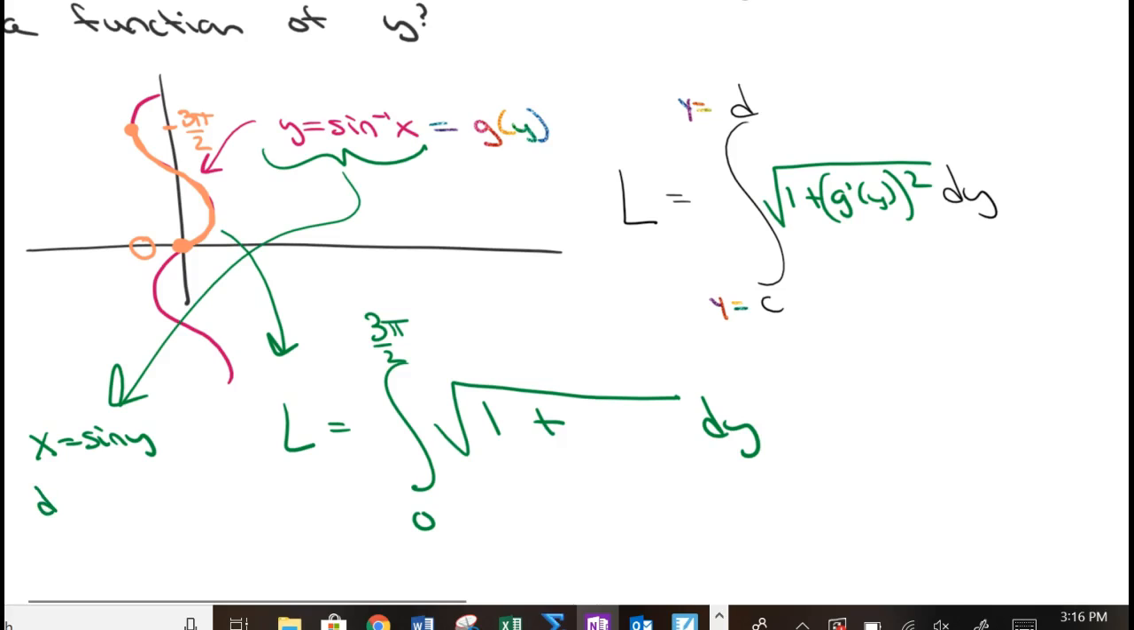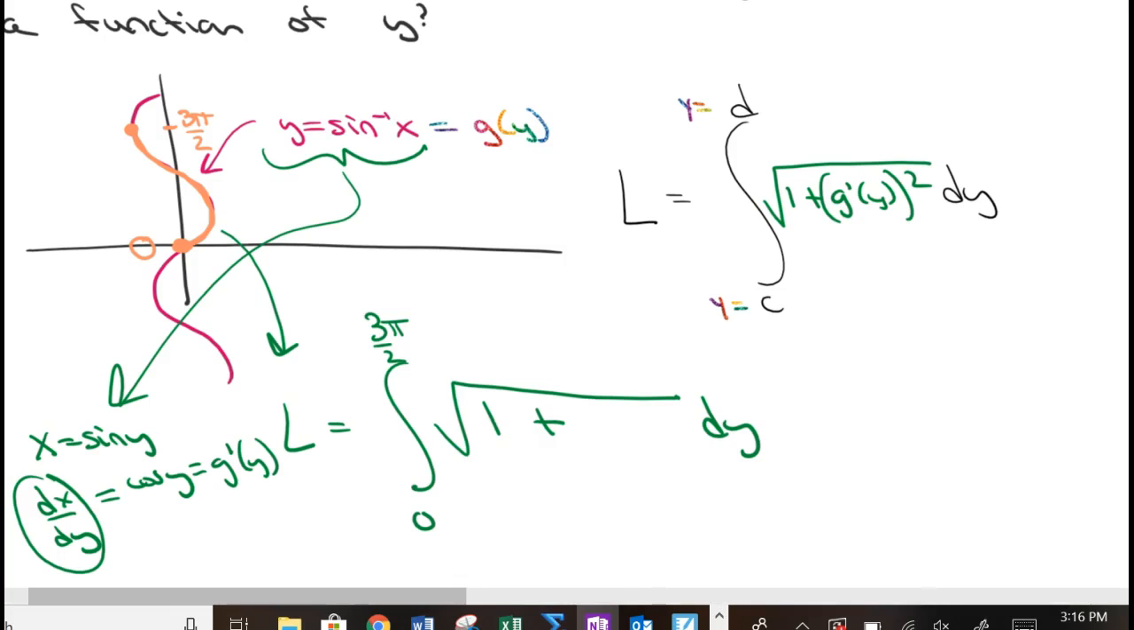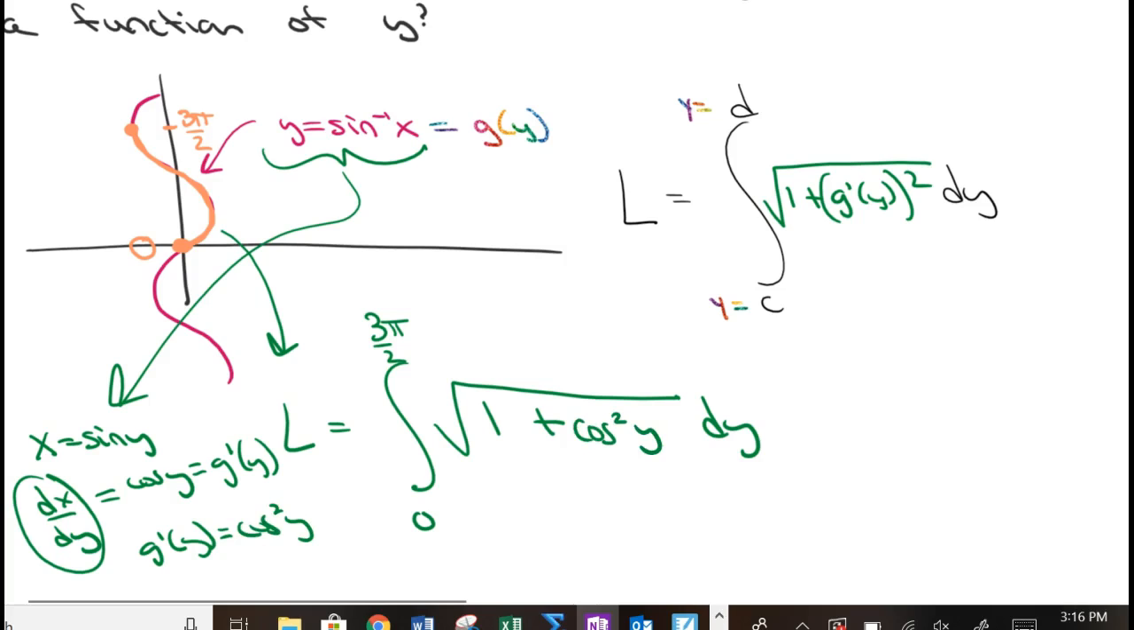Look at this. dx/dy is cosine y. This is the same thing as g prime of y. I'm taking the derivative with respect to y. And now g prime of y squared would be cosine squared y. So this is my integrand. This whole idea of g prime of y is kind of new for us. All that means is we're now just switching the roles of x and y.